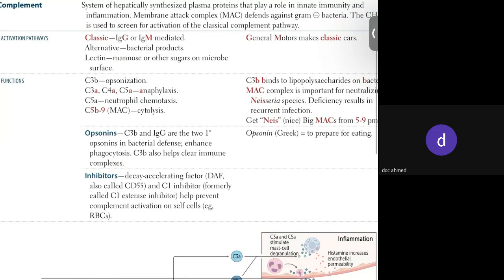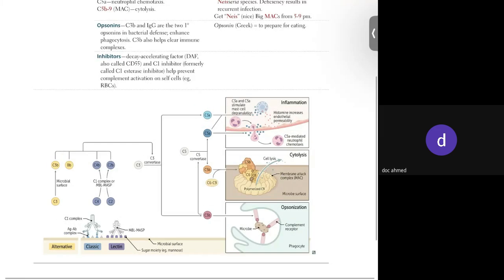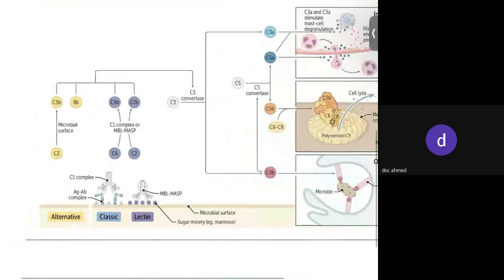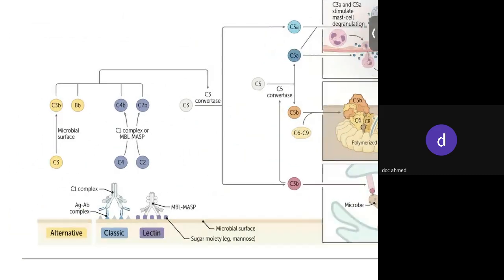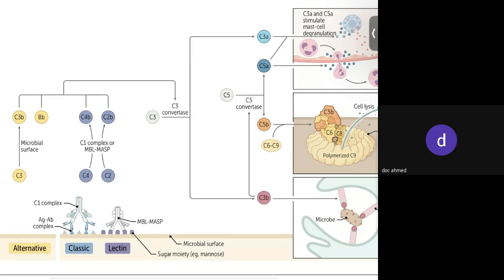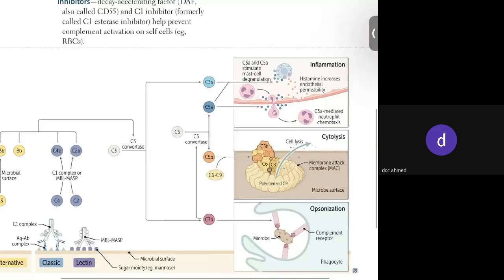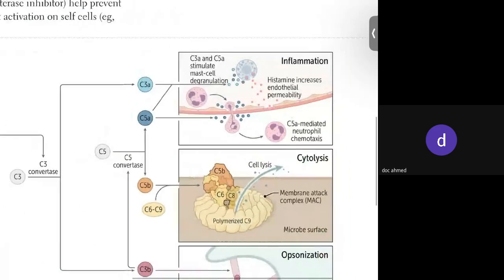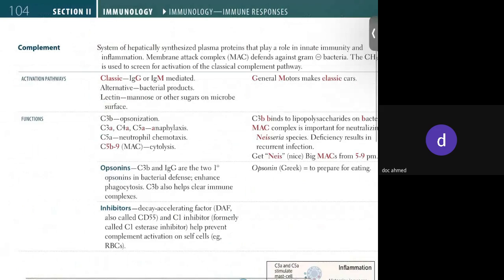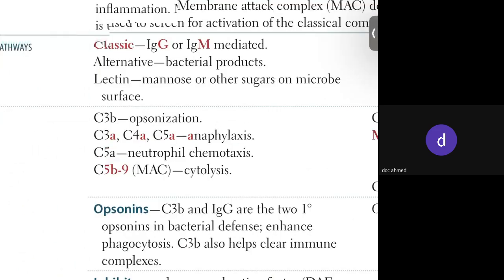Okay, so here you can see this picture. We have the alternative pathway, the classical and lectin, right? All of them are going to activate your C3, C3 convertase, the C4b2b, right? Then you're going to have C5 convertase, and in the end you have the membrane attack complex, which is going to be from C5 to C9. That's all.